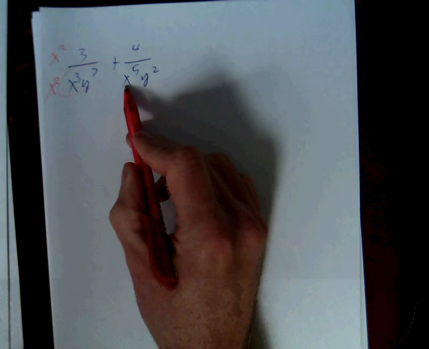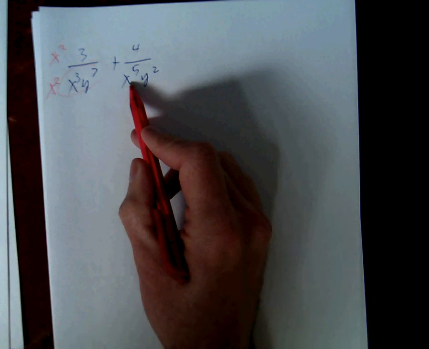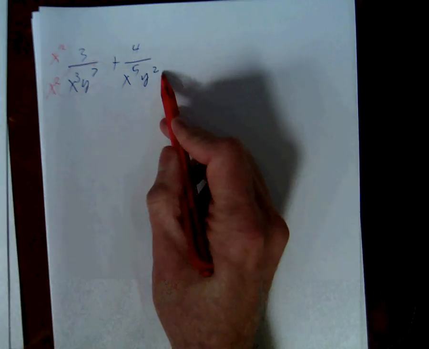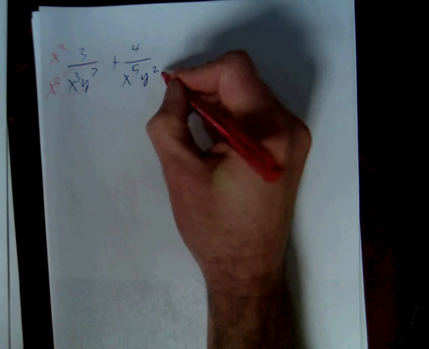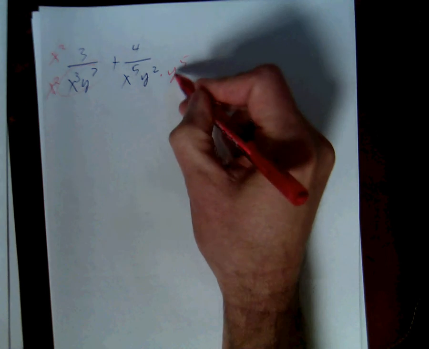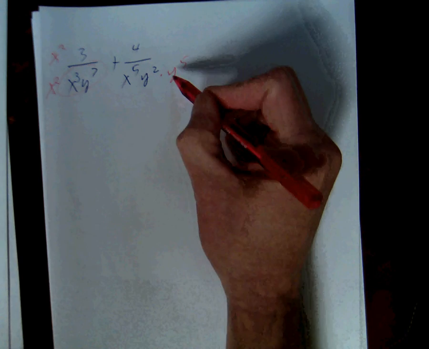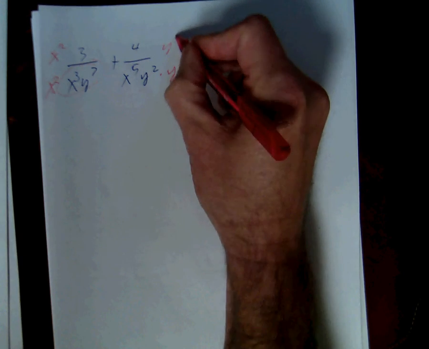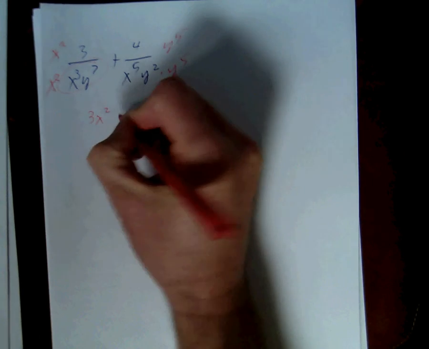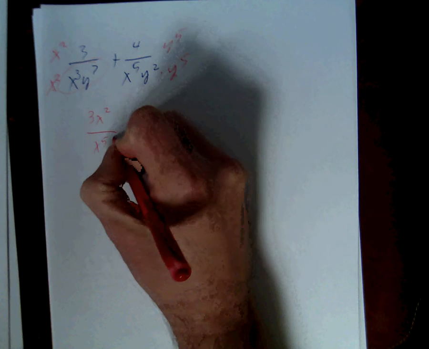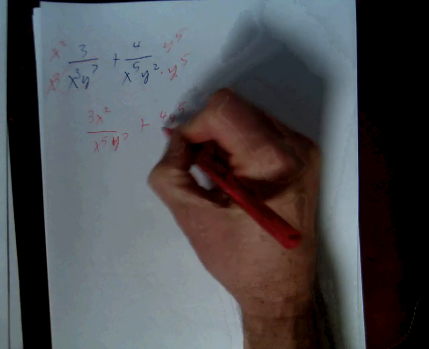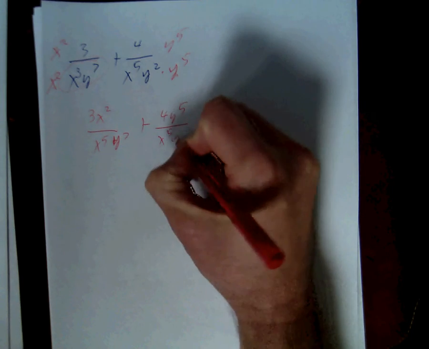He looks over, he doesn't care that he has more x's than I do. What he does care is that he only has 2 y's and I have 7 y's. So he wants to have at least the same number of y's. So he wants 5 more y's. And whatever I do to the bottom, I got to do to the top. And so now what I have is 3x squared over x to the 5th, y to the 7th, plus 4y to the 5th over x to the 5th, y to the 7th.